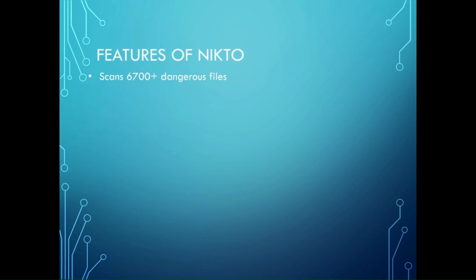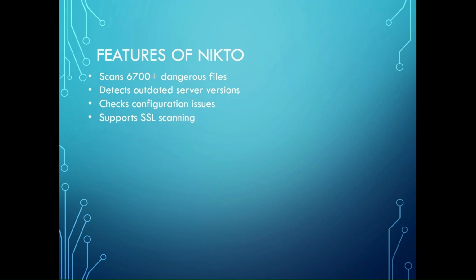Features of Nikto. Scans 6700 plus dangerous files. Nikto has a large database that allows it to detect thousands of potential dangerous files or scripts. Detects outdated server versions. The tool checks the web server version and warns if it is outdated or vulnerable. Checks configuration issues. Nikto also identifies insecure server configurations that may lead to security risks.